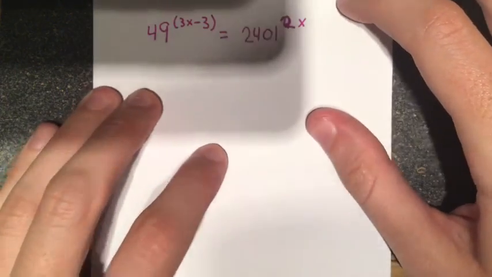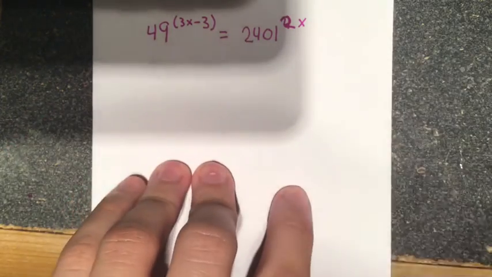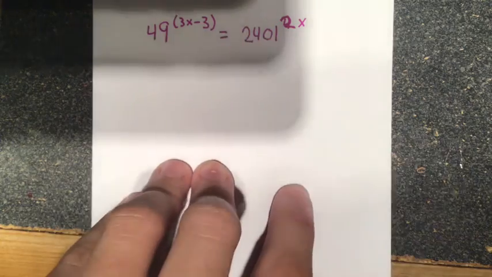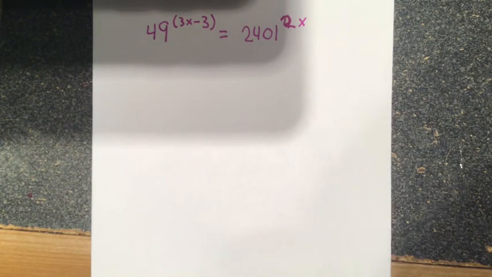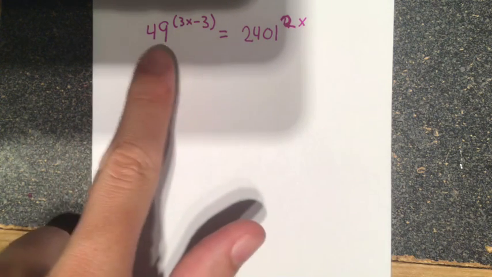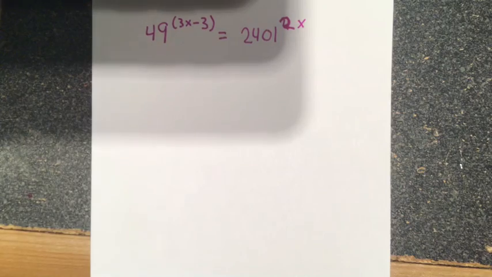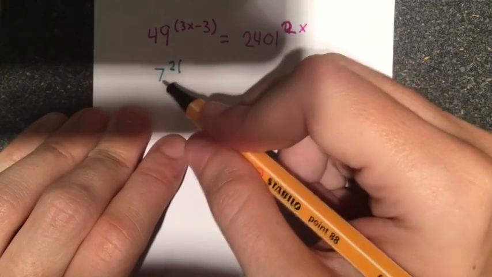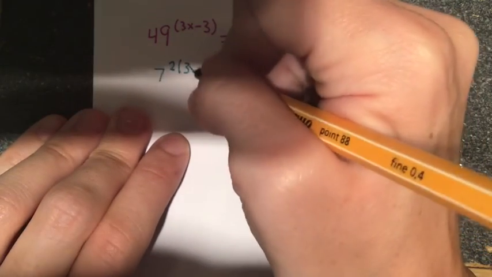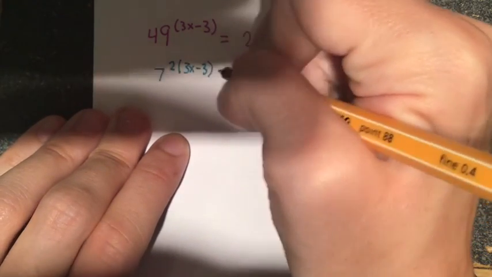Okay, so let's take a look at our last example here. Once again, we don't have a common base on each side. But I look at my numbers, and I need to be a mathematician here, and say to myself, I have this number 49, and I know that's a perfect square. So I know that 7 squared is equal to 49. So I can rewrite this 49 as 7 squared, and then I have to multiply it by that number that's already in the exponent there.